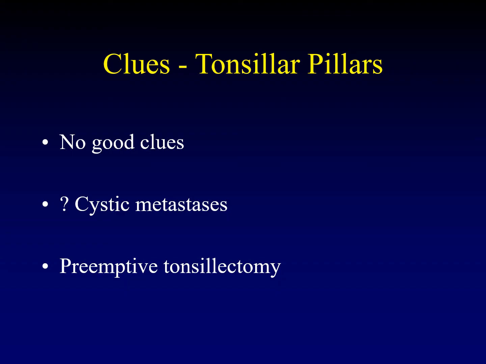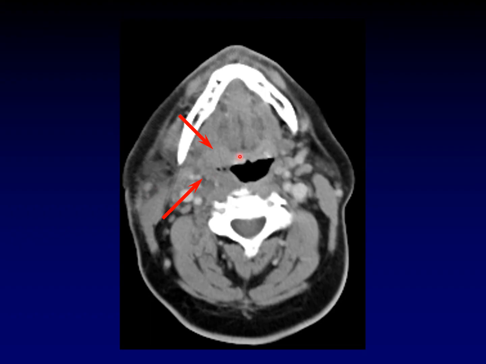So what about the palatine tonsils? Well, I don't have any good clues for you here. Sometimes these give rise to more cystic metastases, but that's true of the lingual tonsil as well. Many people will advocate for a preemptive tonsillectomy in patients with an unknown primary just to catch these. Here's an example of an asymmetry of the palatine tonsil, and you can see it versus the other side. But again, you have to be very careful in this location because patients with unilateral tonsillectomies will have a very similar appearance after they've recovered from their surgeries.